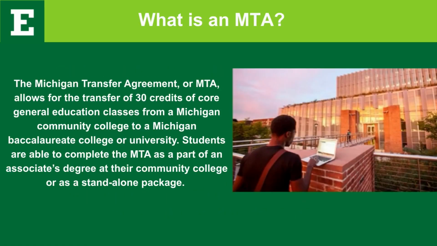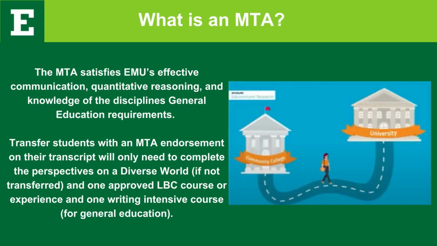The Michigan Transfer Agreement, or MTA, allows for the transfer of 30 credits of core general education classes from a Michigan community college to a Michigan baccalaureate college or university. Students are able to complete the MTA as a part of an associate's degree at their community college or as a standalone package. The MTA satisfies EMU's effective communication, quantitative reasoning, and knowledge of the discipline's general education requirements.